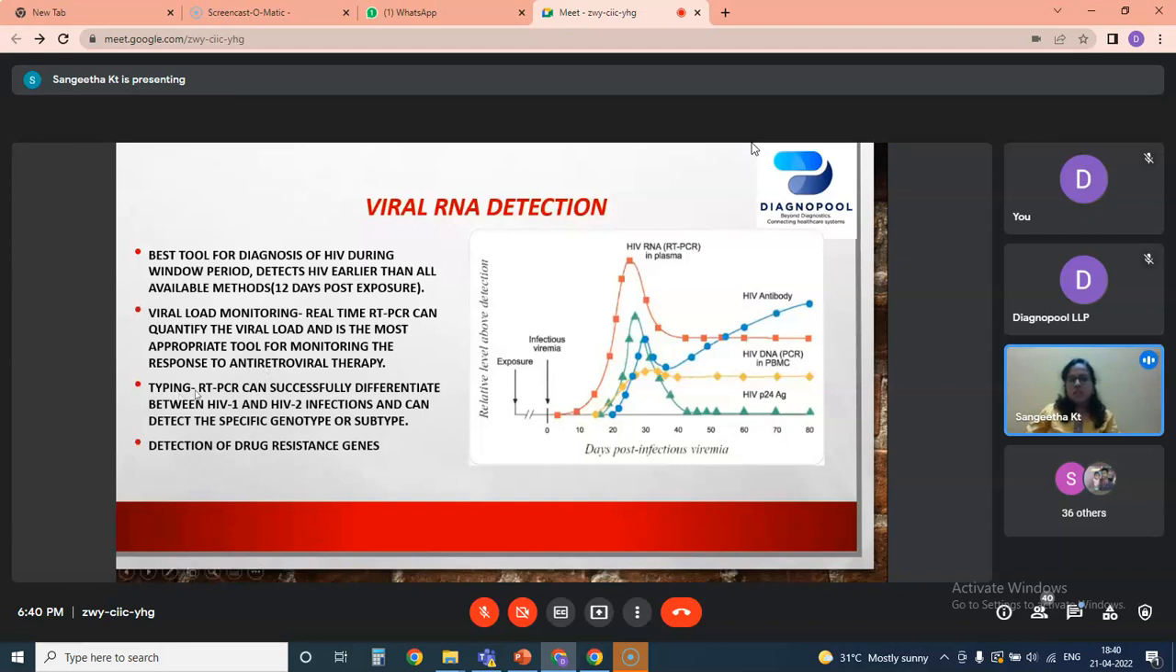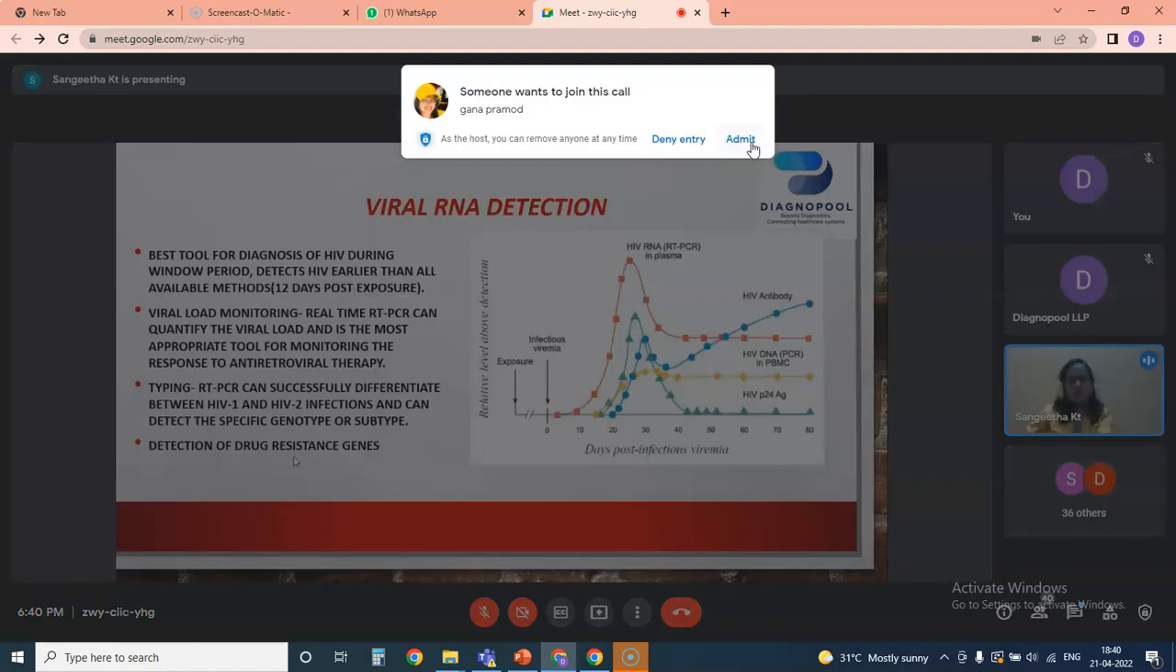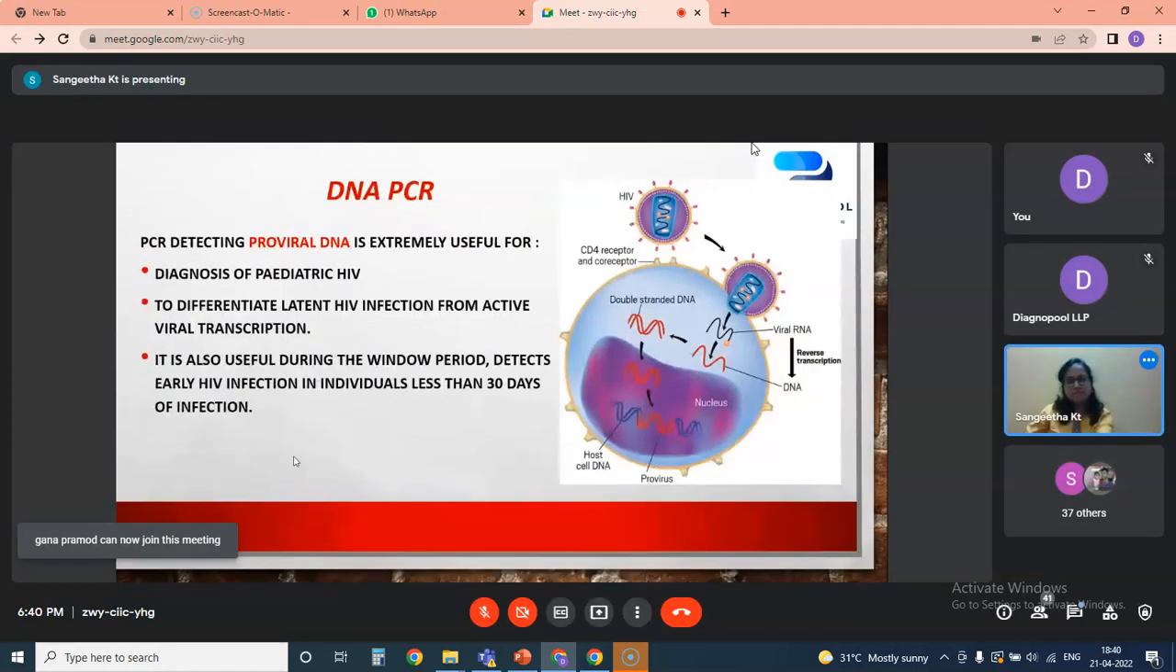We can also do typing RT-PCR, which can differentiate between HIV 1 and 2 infection and detect the specific genotype or the subtype. And also there are various PCR platforms which are available for detecting the drug resistant genes in patients who are already on treatment for ARV.